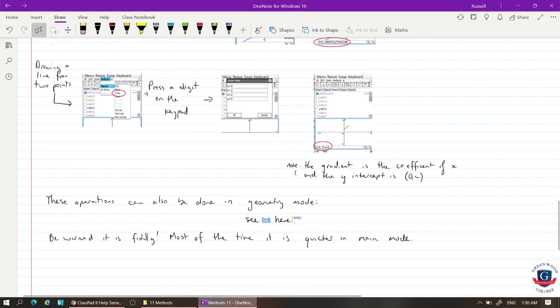You can also do all this stuff in geometry mode. If you have a look at the ClassPad link in your program, it'll show you how to do that. Be warned, it's fiddly and we don't normally use it, but if you want to have a look at it, go ahead. If you've got access to this page, there's a link here that'll take you directly to it.